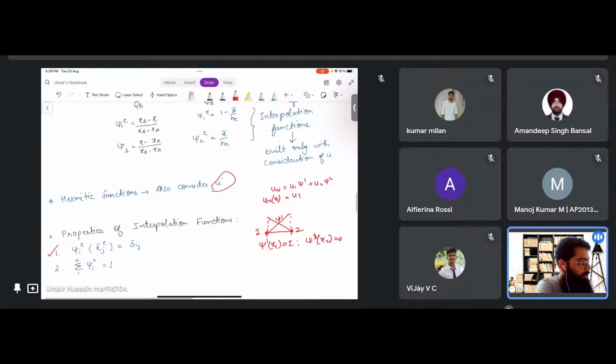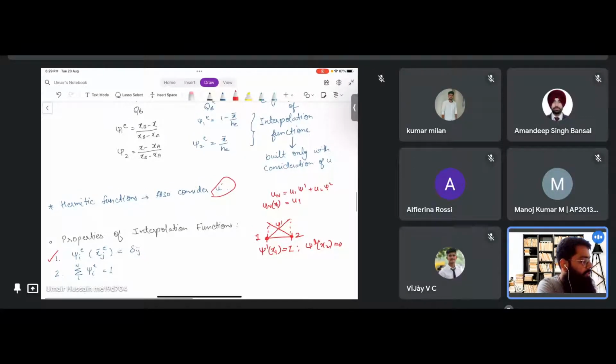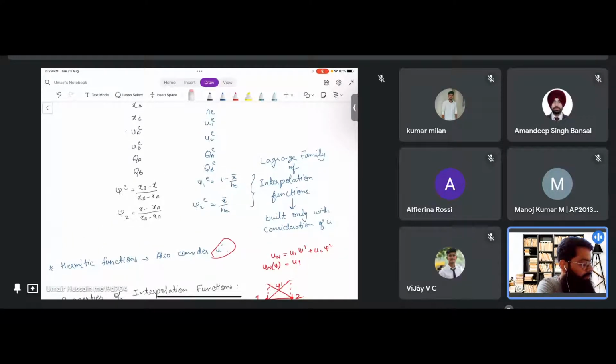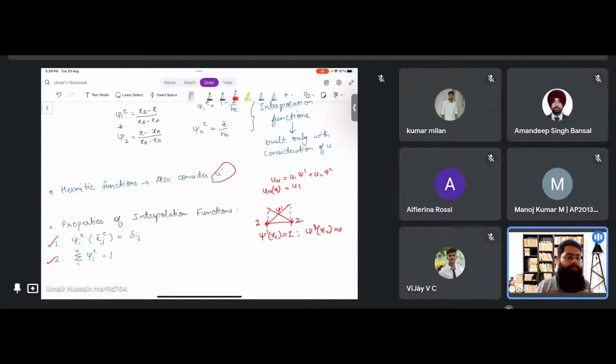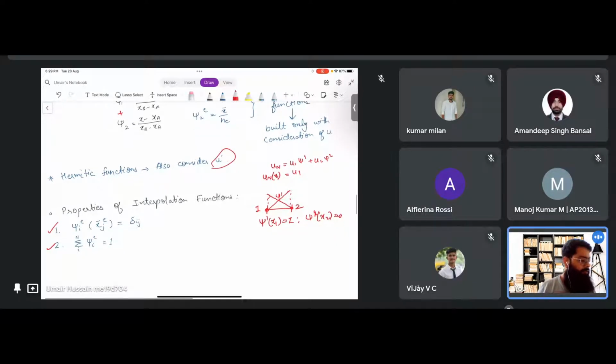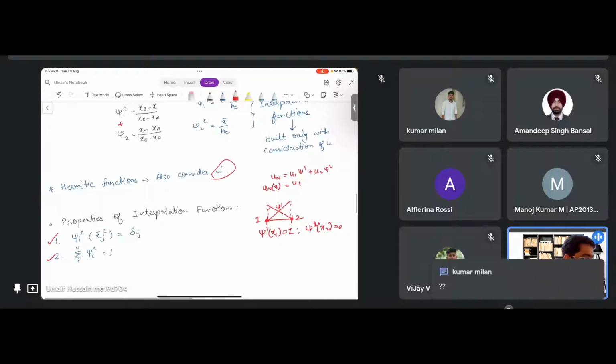The other thing is that if we take the summation of these shape functions, if you add these two, you'll see you get 1. So this is also one of the properties. There are other properties, maybe we'll discuss in later classes. So that's what we did in this week's session. You're welcome to ask if there's any doubt. Otherwise, I'll move forward with discussing some problems.